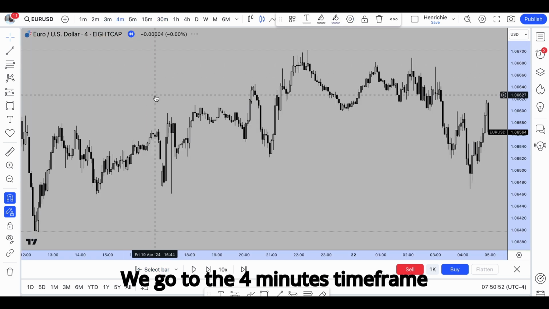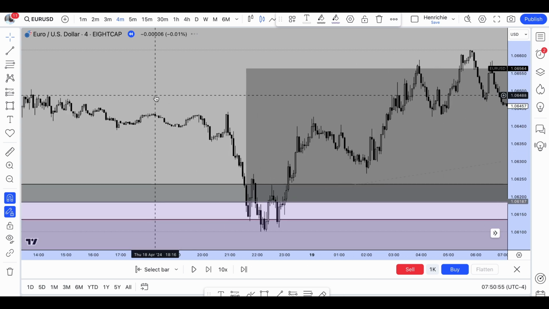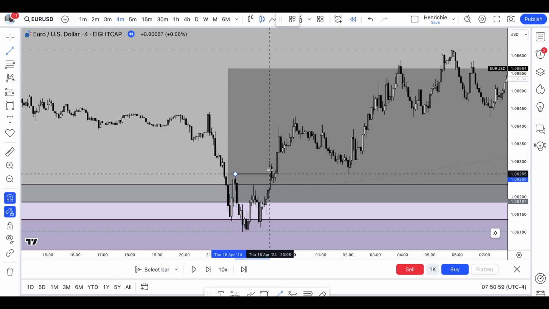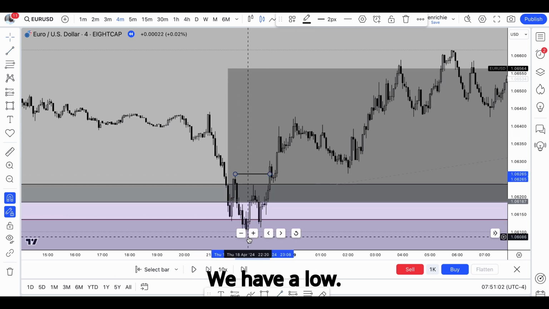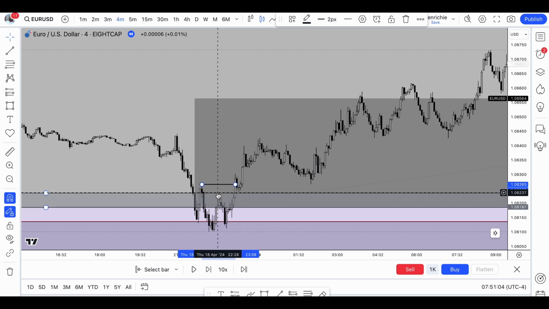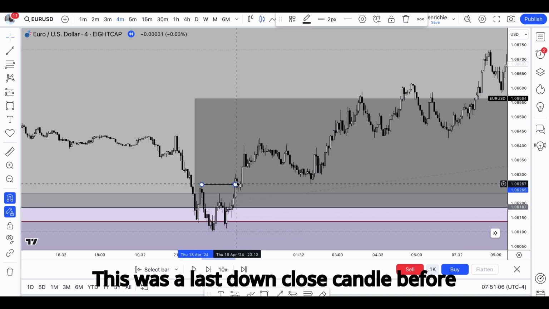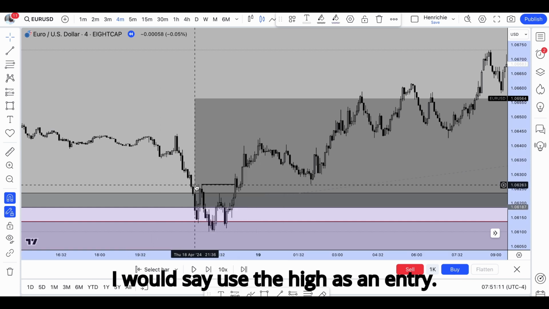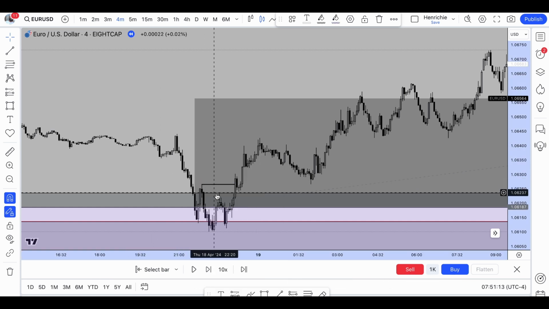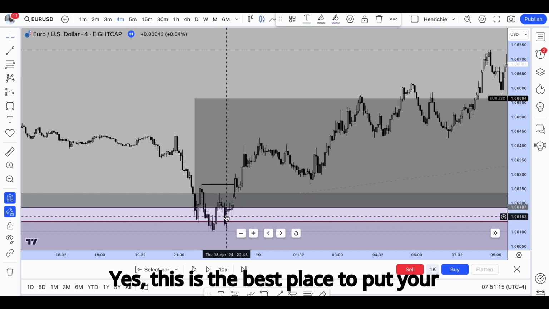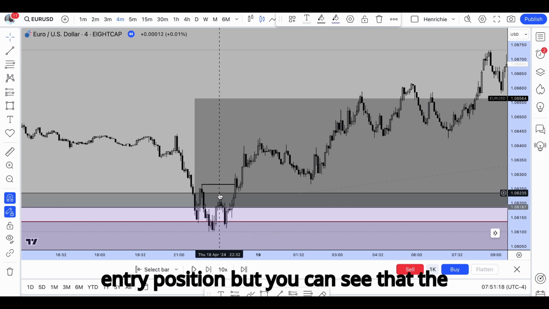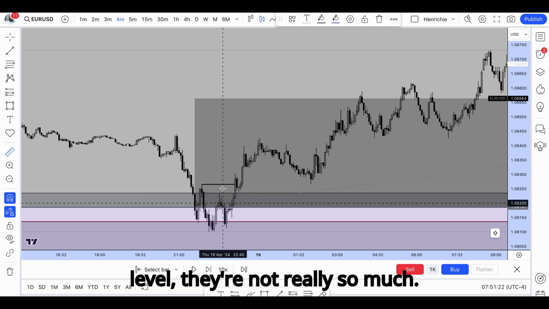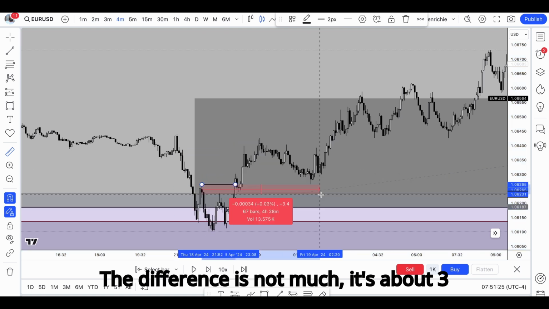We go to the 4 minutes time frame, and as you may have it, the 4 minutes time frame will have a high right here. We'll have a low. This was the last down close candle before expanding to break structure. Personally, I would say use the high as an entry. Yes, this is the best place to put your entry position, but you can see that the difference between this high and this key level is not much.